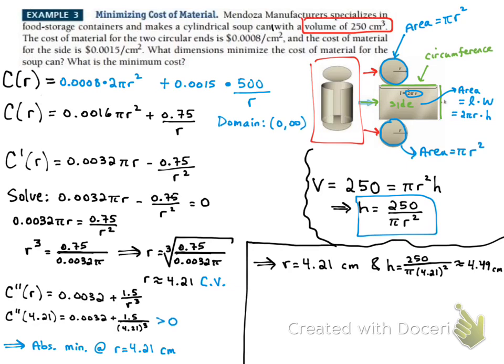So those are the dimensions that will minimize the cost of the can, and this minimal cost we can find by taking the value of r and plugging it into our cost function. So the minimal cost is about 26 cents per can, and we get that cost if we use these dimensions.